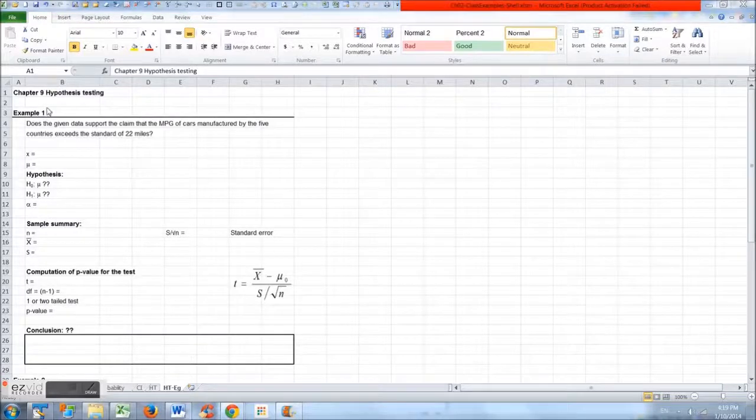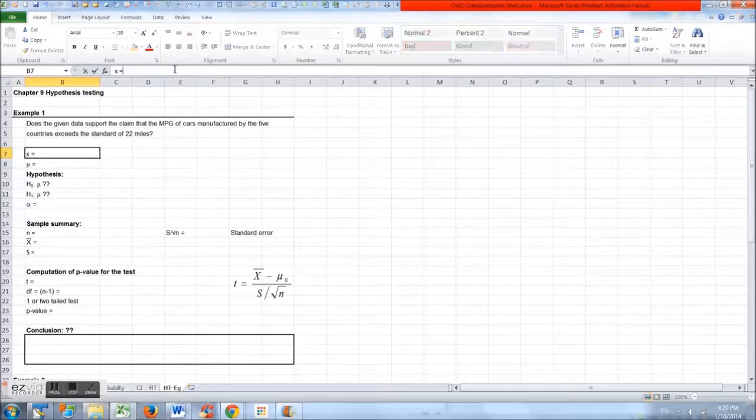The first example of hypothesis testing. We want to test here about the miles per gallon. The question is, does the given data support the claim that MPG of cars manufactured by the 5 countries exceeds the standard of 22 miles?